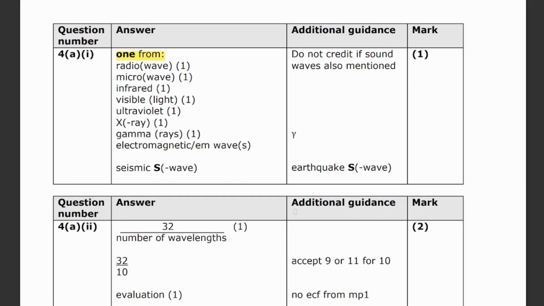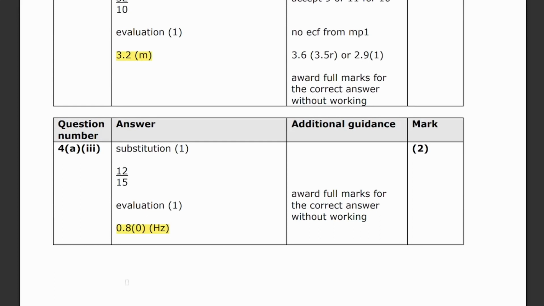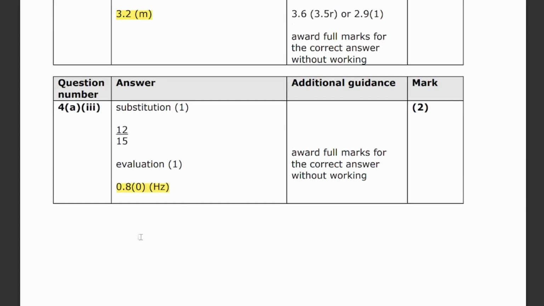Question 4, any one from any of these, we listed all of this, and they've also said seismic waves. Do not credit for sound, if they haven't mentioned it, or if they've said EM or electromagnetic waves. If you say electromagnetic waves, you still get a mark. The next part, 32 waves divided by 10 gives you 3.2 meters, which we got. And to find the frequency, it was 0.8 for A3.